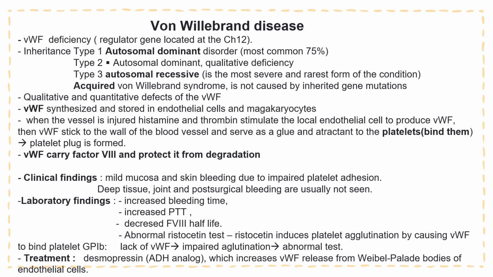Ristocetin induces platelet agglutination by causing von Willebrand factor to bind platelet GP1B. Lack of von Willebrand factor means impaired agglutination, and it's causing an abnormal test. Treatment is desmopressin, an ADH analog, which increases von Willebrand factor release from Weibel-Palade bodies of endothelial cells.